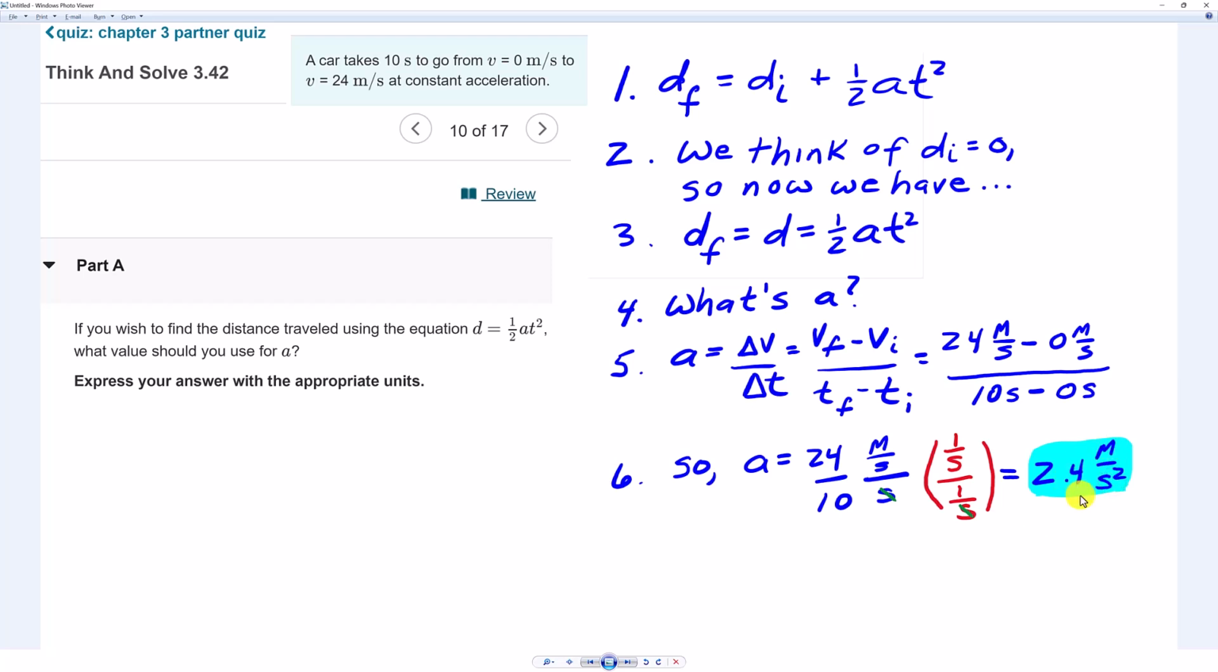And how did I get meters per second squared? Right here. I simplified. I did dimensional analysis. I multiplied by the number 1. This is how I write the number 1. If the numerator is the same as the denominator, that is the number 1. And then I do some cancellations, and that's how I end up with 2.4 meters per second squared.